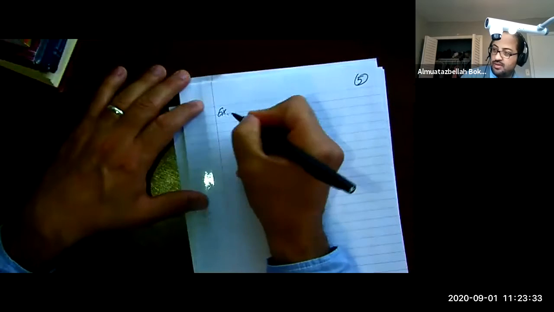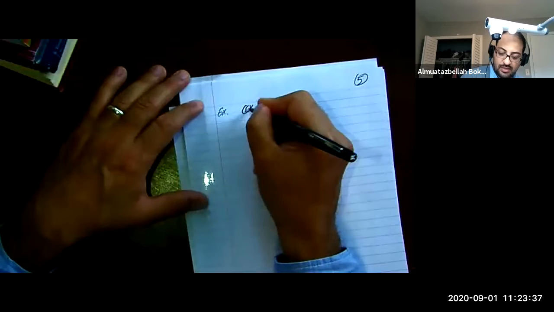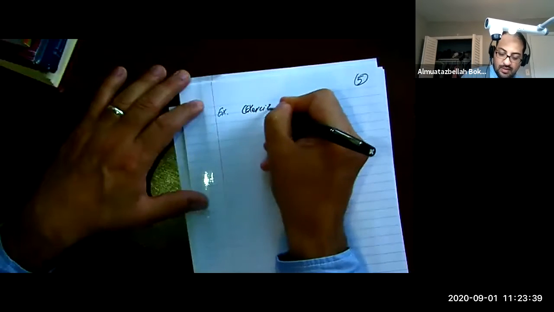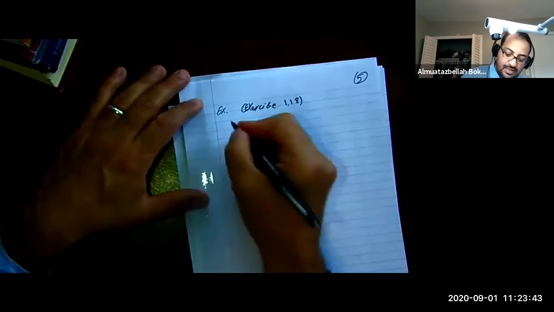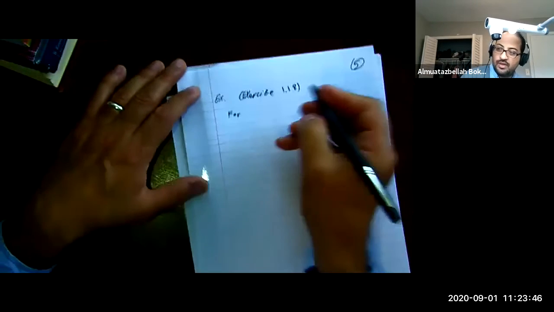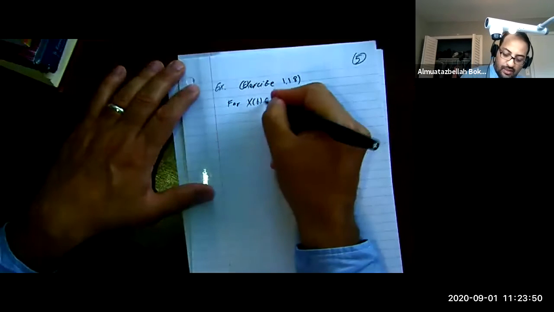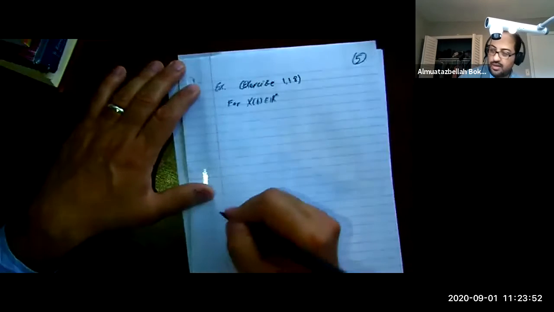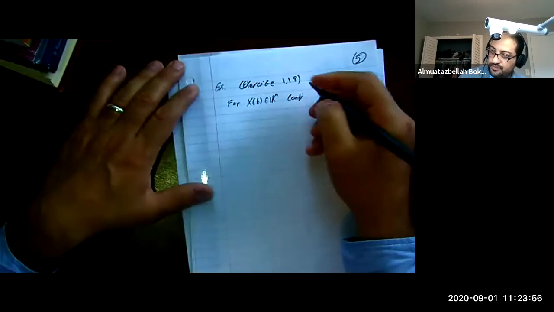So for example, there is an exercise in the book, which is exercise 1.18. It says that for x time varying, right? That's a vector, and also continuously differentiable.